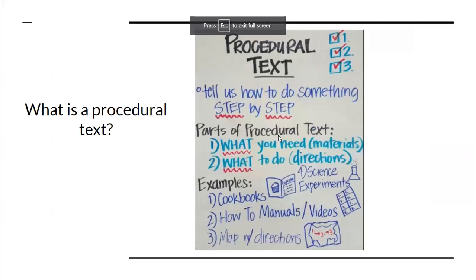What is a procedural text? From the video, it talked about how it tells us how to do something step by step. We learned this anchor chart yesterday that parts of a procedural text is what you need, the materials, what to do, the directions, and some examples of procedural text were cookbooks, how-to manuals or videos, maps with directions, or science experiments.